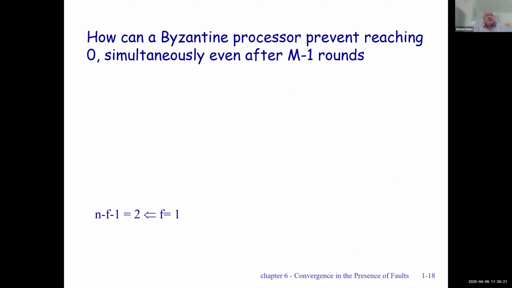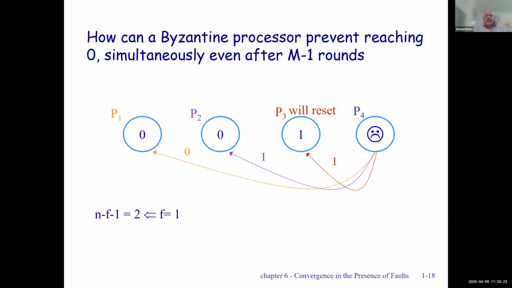Okay, so let's look at what is happening. Here is a simple example. The Byzantine is P4, and he is two-faced. He would like to make P1, P2, and P3, that are all good guys, stay not synchronized forever. Here they are 0, 0, 1, and he would like to leave them unsynchronized forever.